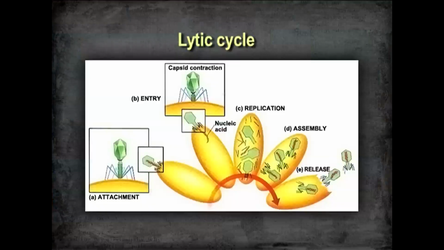Some bacteriophages follow the lytic cycle. What is the lytic cycle? In this cycle, the virus adsorbs on the bacterial cell surface and injects its genome inside the cell. Then that genome is replicated, transcribed, translated, and the newly formed nucleic acids and proteins assemble to form the new progeny viruses. These progeny viruses lyse and are released from the host cell. This is called the lytic cycle.